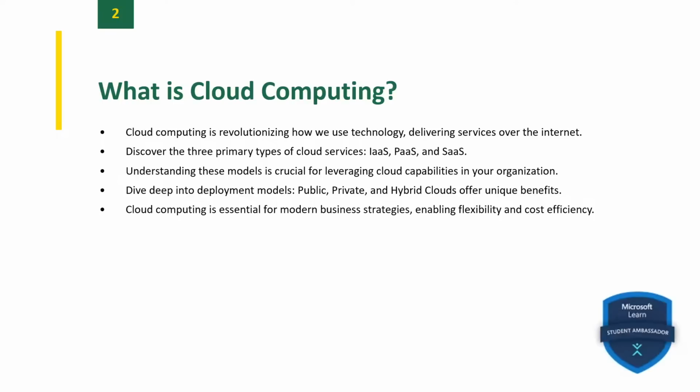Fourth one, multi-cloud, involves using cloud services from different providers. Organizations might use one cloud for IaaS and another for SaaS, optimizing performance and cost. For example, using AWS for storage and Azure for AI services.